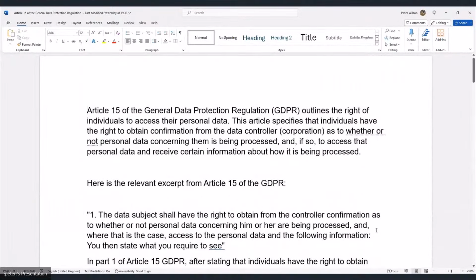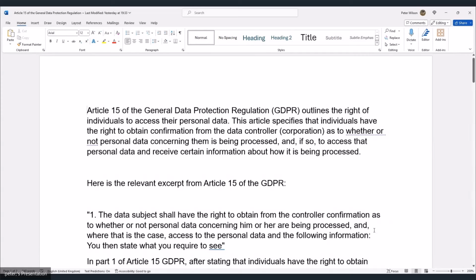This is straight off the government's website. There. So hopefully that's going to be big enough for you. So I'll just read it out there. Article 15 of the General Data Protection Regulation, GDPR, outlines the right of individuals to access their personal data. This article specifies that individuals have the right to obtain confirmation from the data controller, the corporation, the debt collection agency in this case, as to whether or not personal data concerning them is being processed, and if so, to access that personal data and receive certain information about how it is being processed.